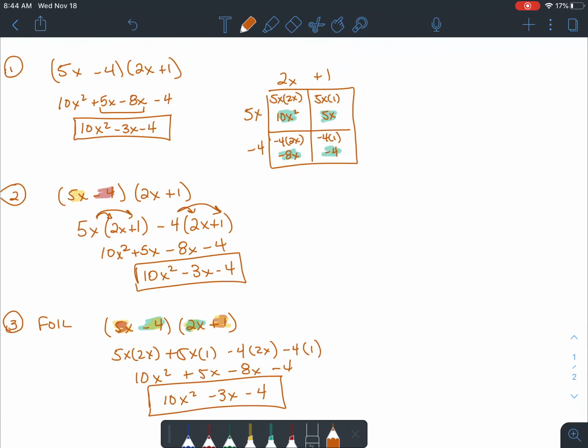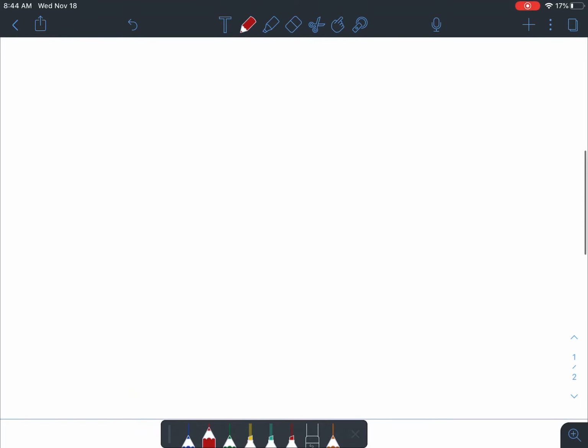There's nothing wrong with either of these. You can use whichever one you're most comfortable with. Now let's take a look at doing something a little bit more complicated, but we're still going to use our method. So let's take the product of 3x plus 4 times x squared plus 2x minus 1.